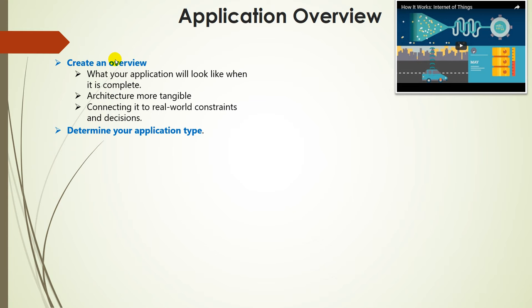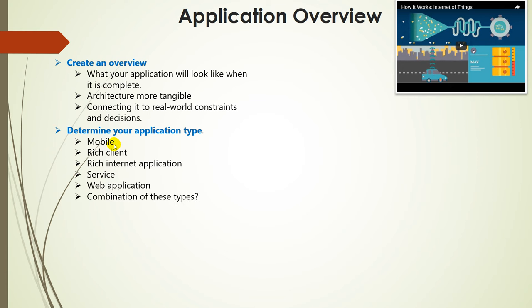The first, determine your application type. It is a mobile application, a rich client, a rich internet application, a service, a web application, or some combination of these types. Next, identify your deployment constraints.